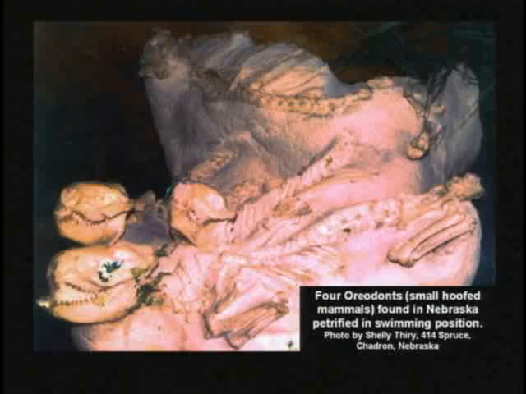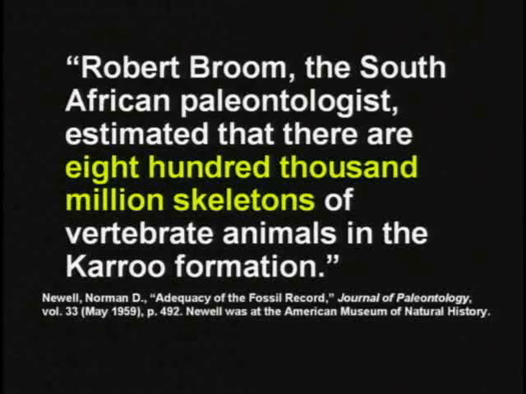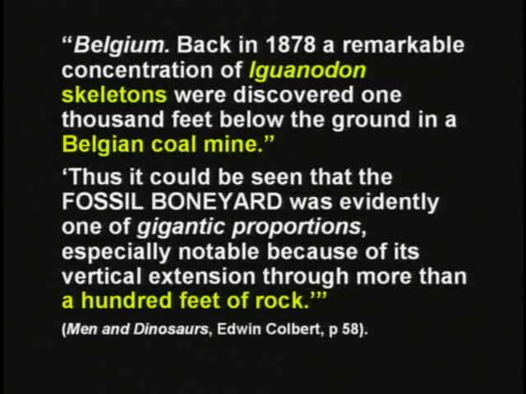Here's 4 animals that are found fossilized in the swimming position. Their head held up high out of the water. I believe they probably got caught in the mud as the mud settled out of the water, and they drowned or died in the swimming position. In one place in Africa called the Karoo Formation, they said there are 800,000 million skeletons of vertebrate animals. A lot of animals died at one time. They found iguanodon skeletons in a Belgian coal mine extending through 100 feet of rock in the vertical position.